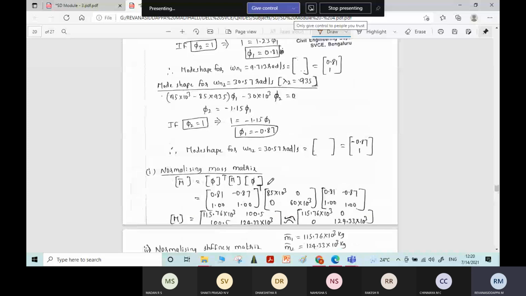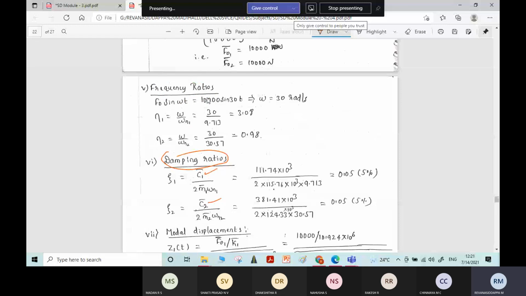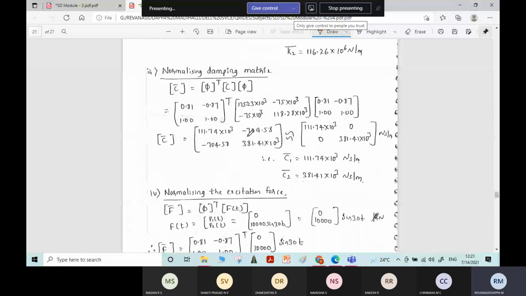This is the extra step you get. You need to find the damping ratios using the damping constants C1 bar and C2 bar. Where will you get C1 bar and C2 bar? By normalizing the damping matrix, here you will get C1 bar and C2 bar. Here also you need to equate these values to 0. Okay, don't be confused. You got damping ratios as 0.05, 0.05. And by substituting, you will get the final displacement.